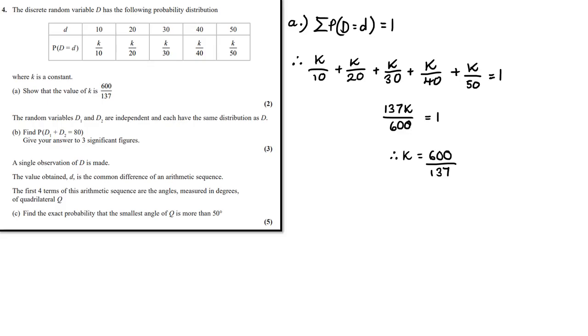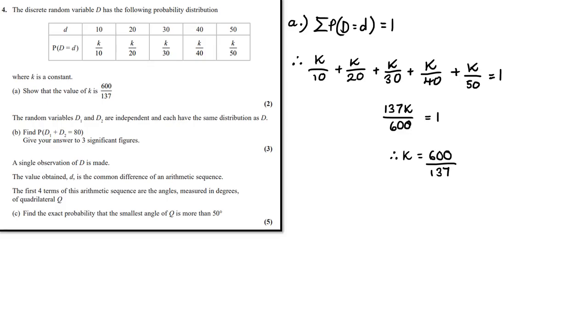For part B here, there's a little bit more work to it, but it's nothing too tricky. What we're given here is the random variables D1 and D2, which are independent and each have the same distribution as D. So D we're given here in part A. And what we want to do is find the probability that D1 plus D2 is equal to 80. Give the answer to 3 significant figures. So this is just finding the probability of a sum of 2 independent random variables.